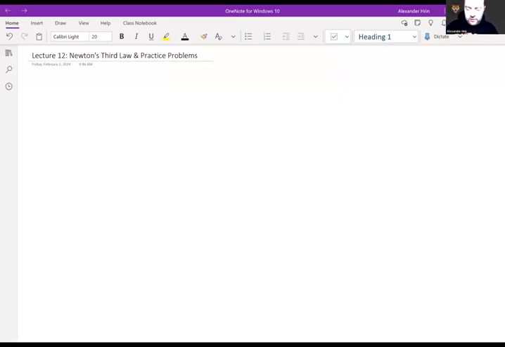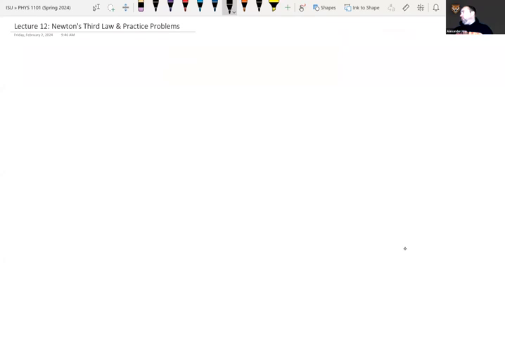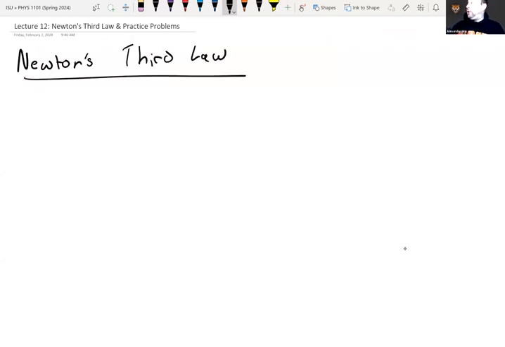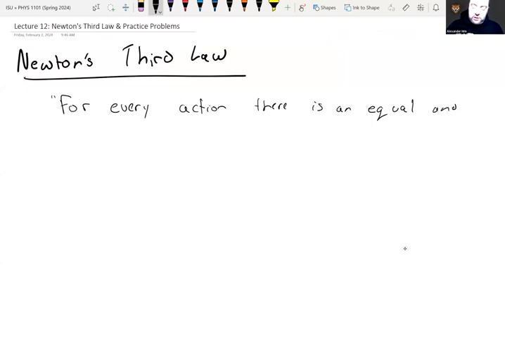Okay, so share my notes. And there we go. And so what we're going to talk about, first of all, is Newton's third law. Now, Newton's third law is something you've probably heard before, and I'll start you off with the colloquial statement of the law. It is: for every action, there is an equal and opposite reaction.